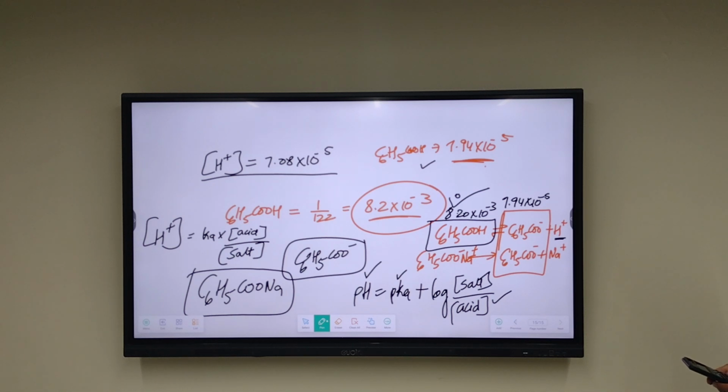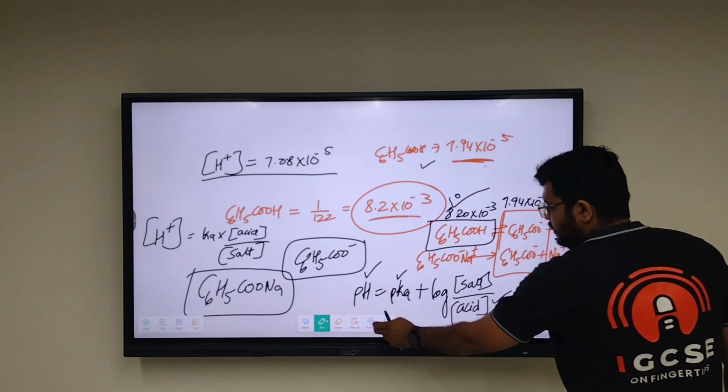Minus log of H plus concentration. H plus is 7.08 into 10 power minus 5, divided by the salt concentration, which is something you have to find, divided by Ka. The acid is C6H5COOH.